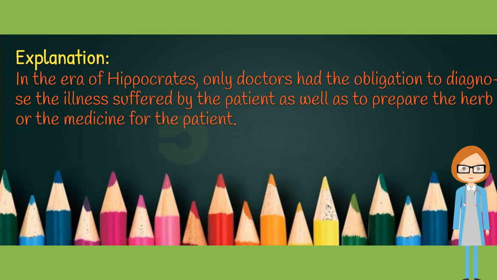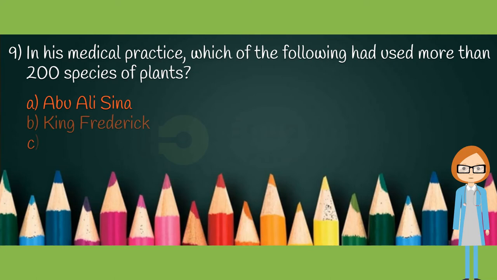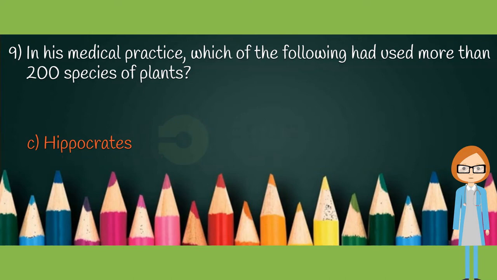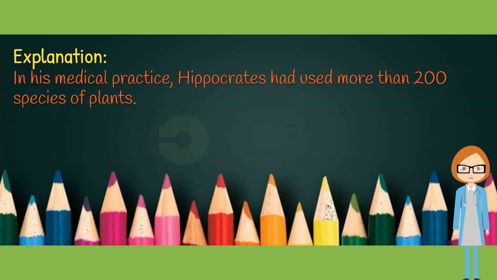Question 9. In his medical practice, which of the following had used more than 200 species of plants? Option A, Abu Ali Sina. Option B, King Frederick. Option C, Hippocrates. Option D, Johann Jakob Wepfer. The correct option is option C. In his medical practice, Hippocrates had used more than 200 species of plants.